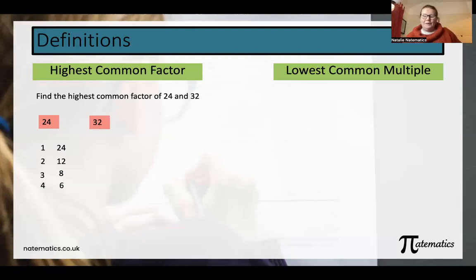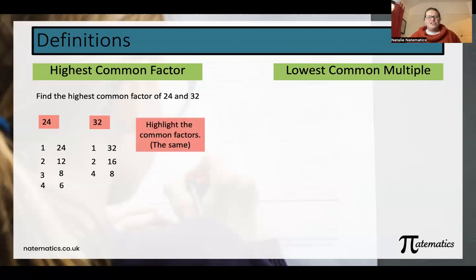Okay, so we're now going to repeat that same process for the number 32. Again, I've done exactly the same thing there. What is the factor? That number times what makes 32. So we've got 1, 2, 4, 8, 16, 32.